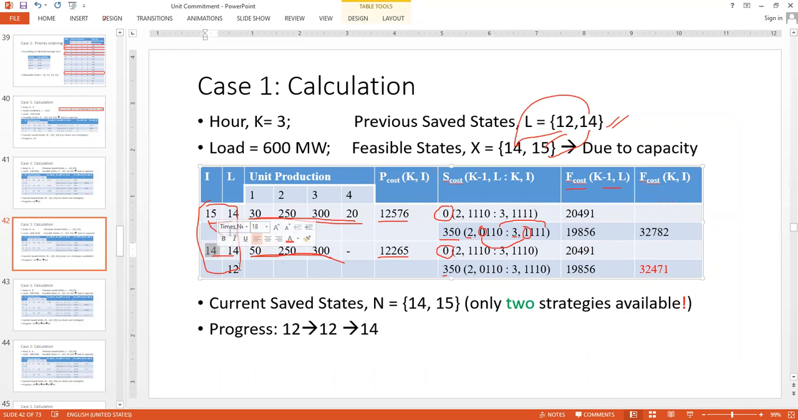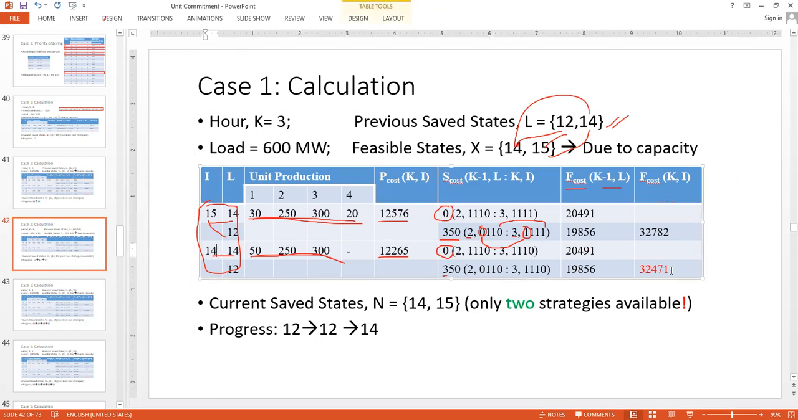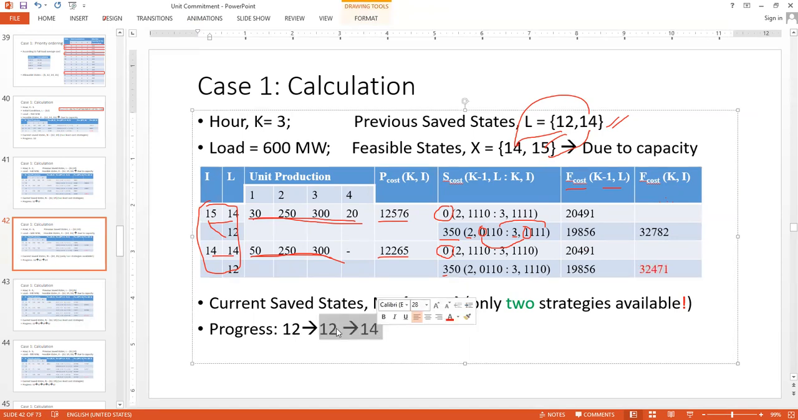Okay, this transition is the winner. You don't have state 12 to be chosen from. The state 12 is no more a feasible state, so you can't choose it. The one that you have to choose is this transition from 12 to 14. This gives you the lower cost. So you choose from 12 to 14. So this is the progress now.